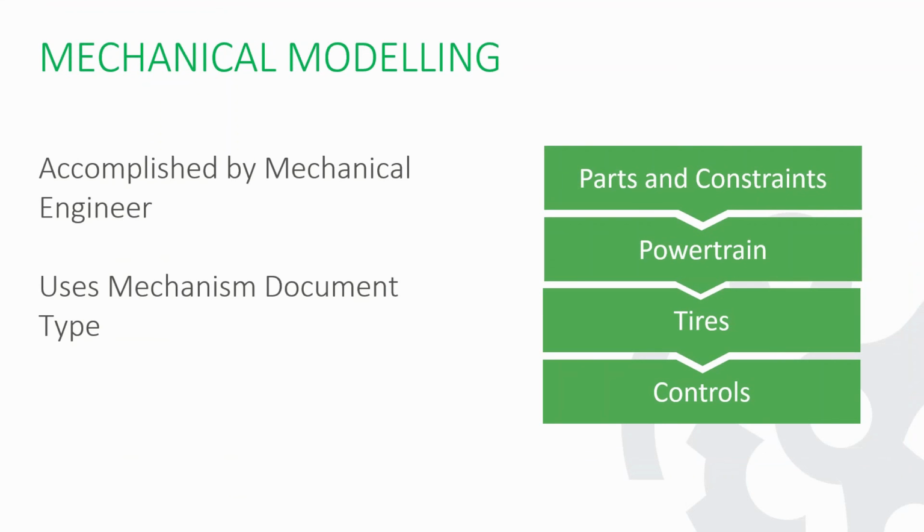Let's switch to mechanical modeling of the vehicle itself. This is accomplished by the mechanical engineer using the mechanism document type. The steps required: first, we set up the parts and constraints that make up the vehicle. Then we set up the powertrain, so the engine, the transmission, the suspension, and so on. Then there's a new step, the tire model, where we set up the various parameters featured in the tire model component. And finally, we use scripts to set up the various controls of the vehicle.